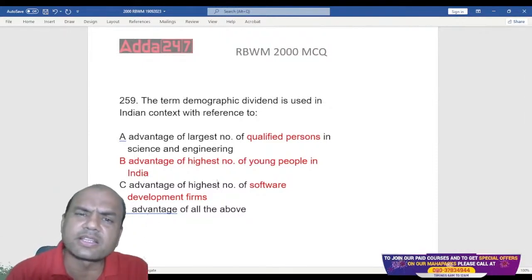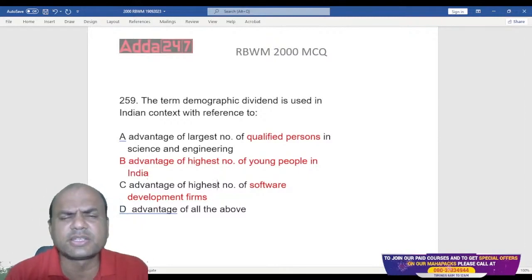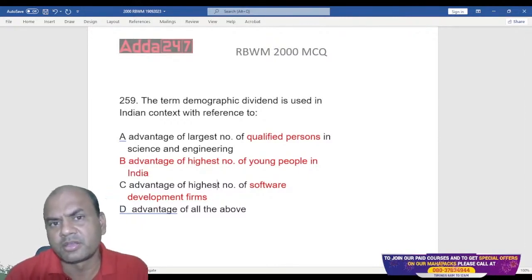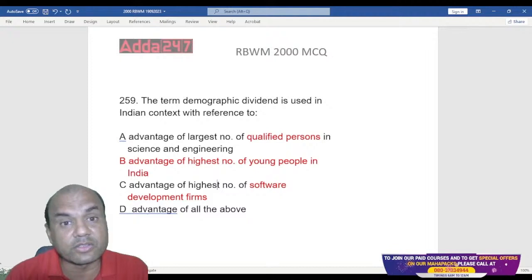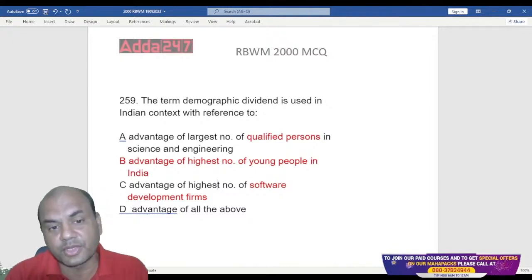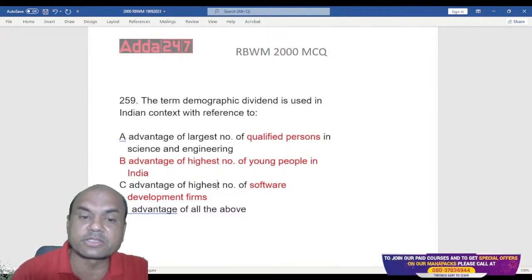Do you know which country is aging now? Aging means all of them are getting old. Japan, correct. Japan is aging. Second, China is coming up in the same line. China is also aging now. Okay, so that is the biggest disadvantage to these countries.